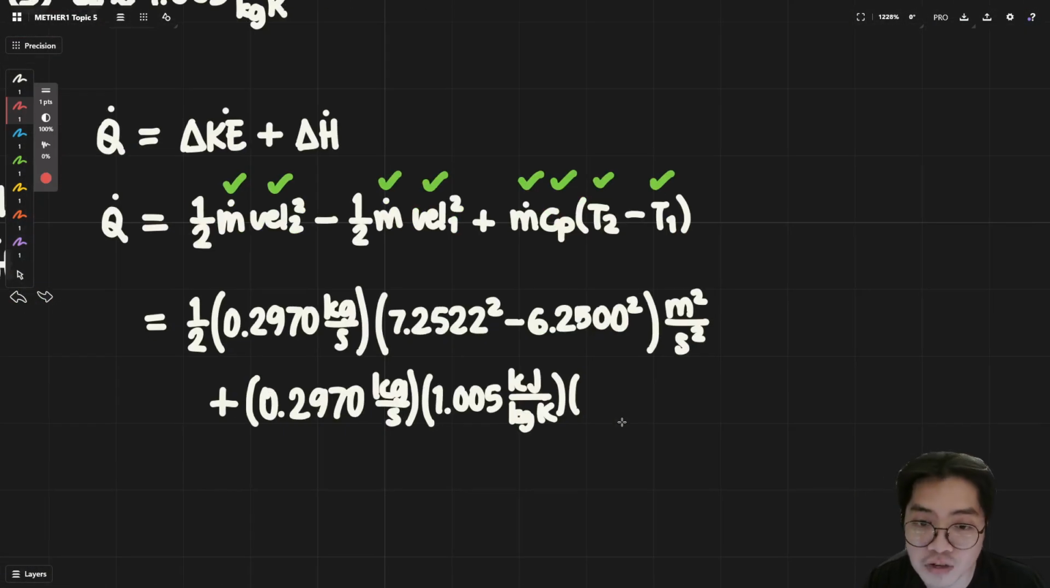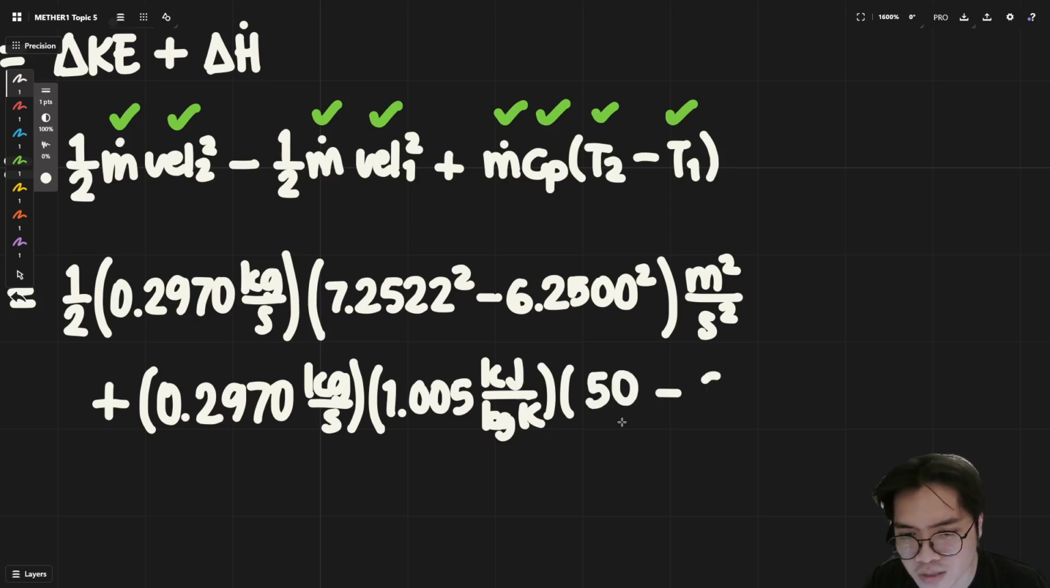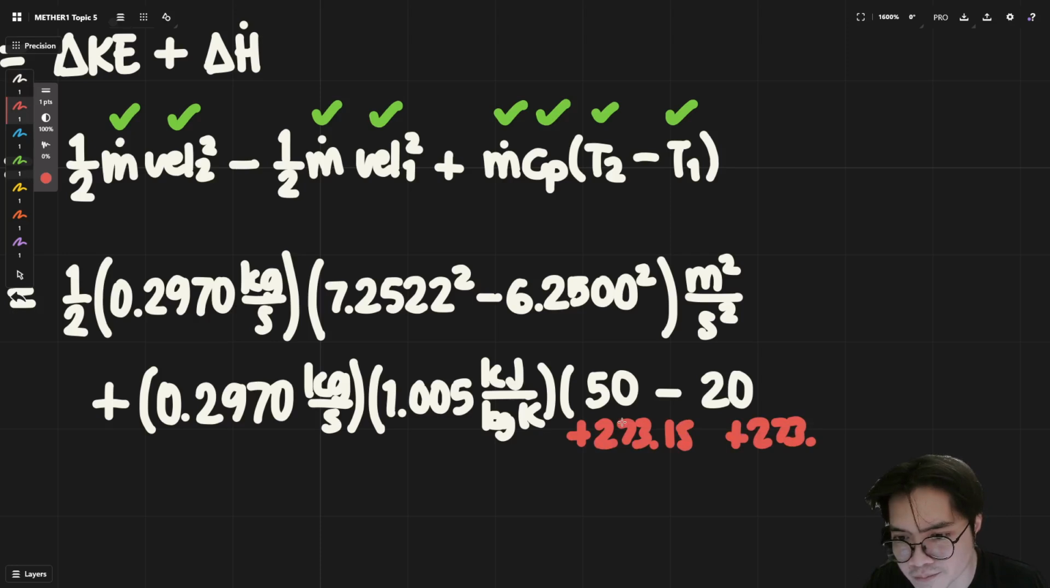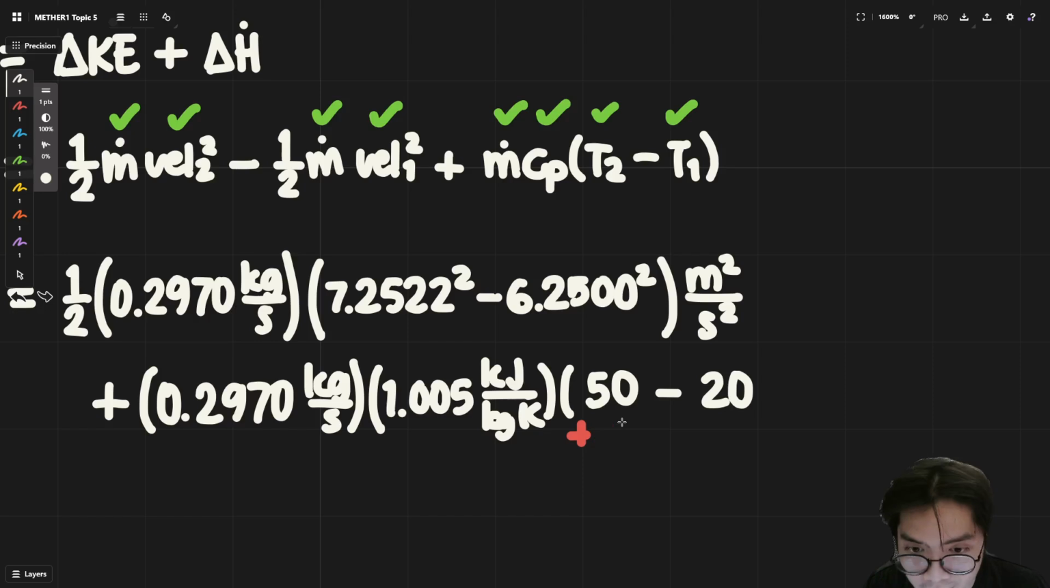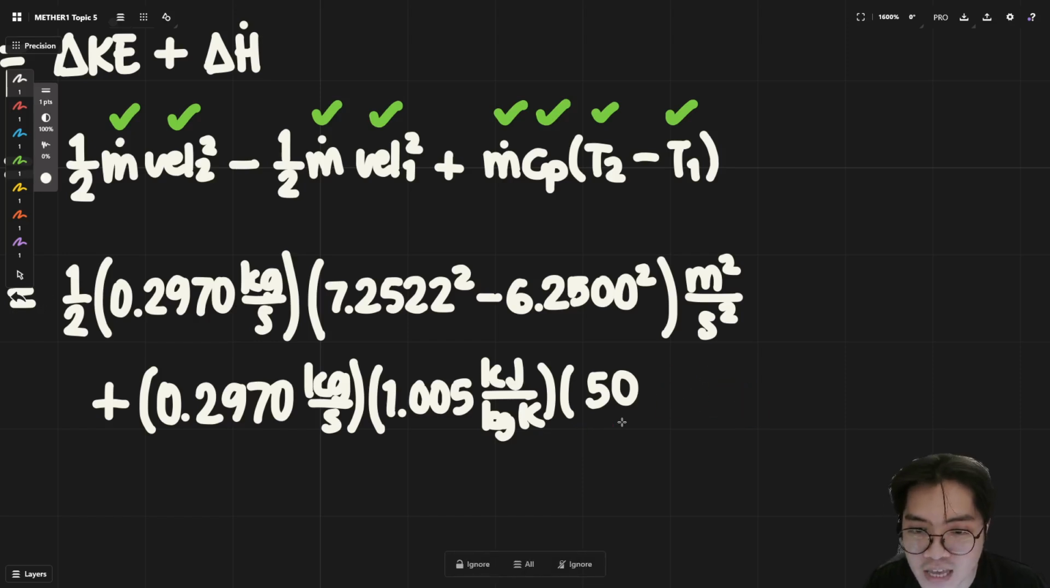Degrees Fahrenheit and degrees Rankine are also interchangeable, because if you think about it, say, for example, I just write down here 50 and 20, and someone's going to tell me, hey, you should add a 273.15 because, well, it's an ideal gas. So you do so, plus 273.15, then plus 273.15. The thing is, because this is negative, you're going to cancel them out anyway. So it's wasted effort. You don't need that. 50 minus 20 is good enough.